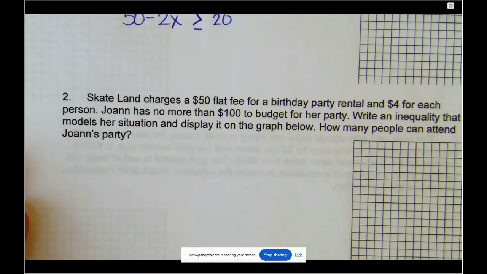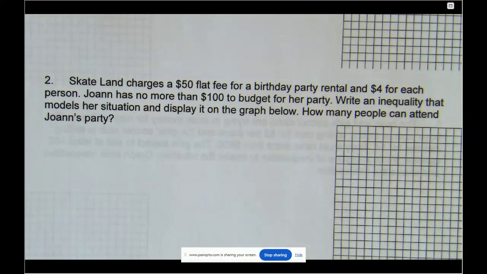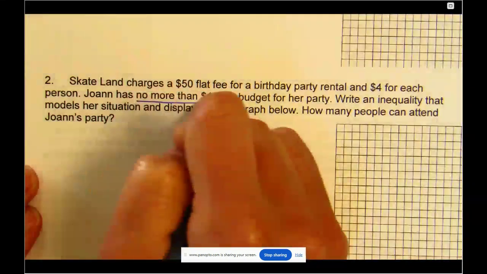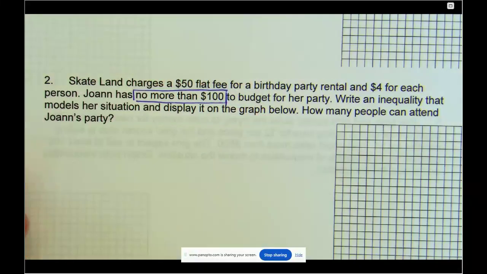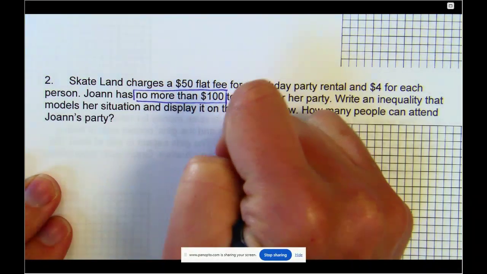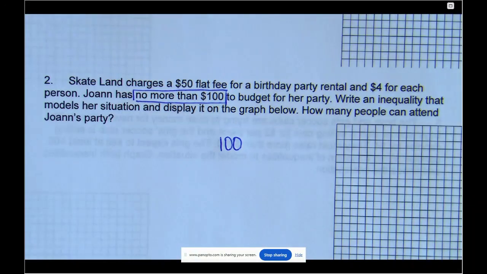Okay, so number 2, Skateland charges a $50 flat fee for a birthday party rental and $4 for each person. Joanne has no more than $100. So $100, that's my total. No more than $100. So no more than, is that less than or greater than? Less than. When you read this, can she spend $100? Yes, she just doesn't have more than, so she can spend 100, so it's equal.